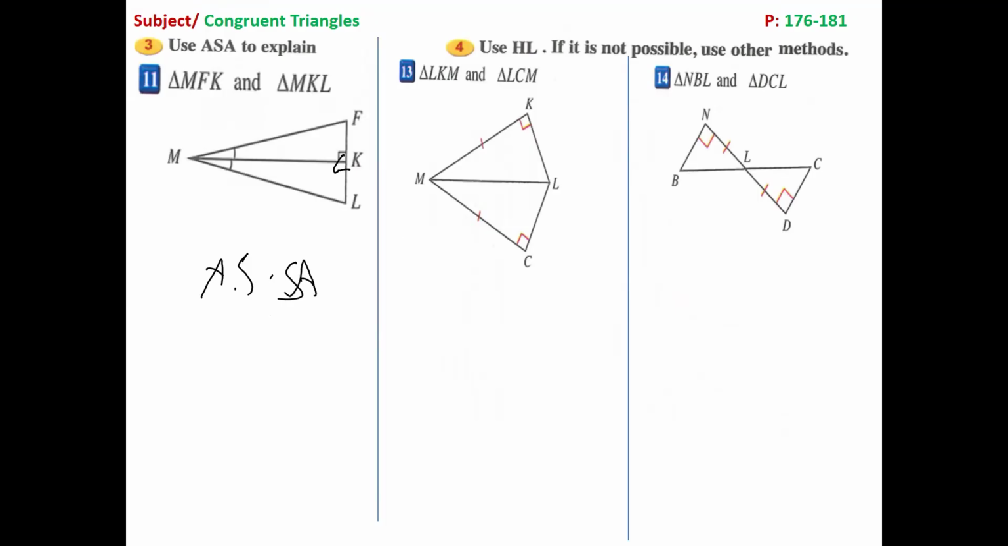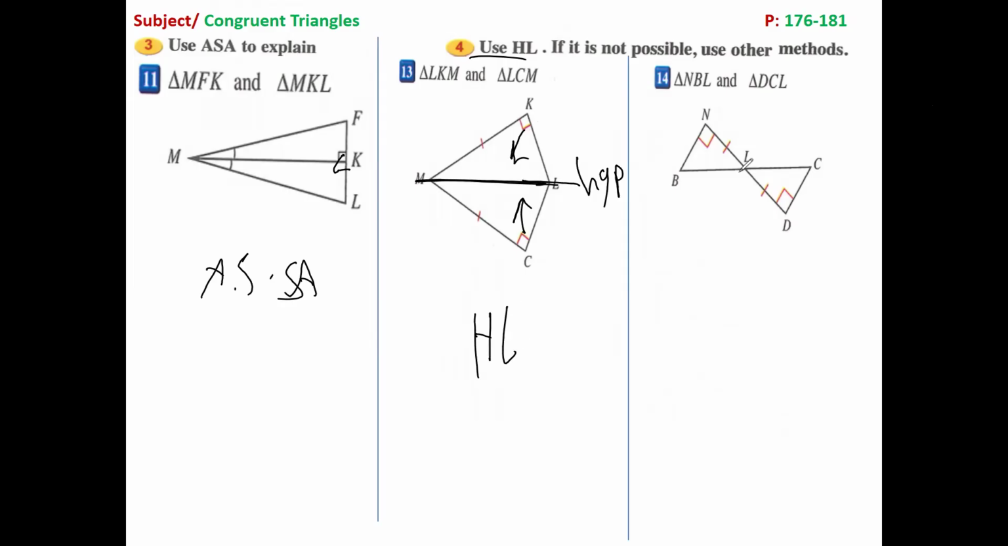So this one says use HL to prove these two are congruent. Or he says use HL if it's possible. If it's not, use the other one, another one. Okay. So in this question, this one is HL. Why? Because opposite of the right angle, we have a common line, which is called hypotenuse. So we already said if you have a common hypotenuse, it's HL.